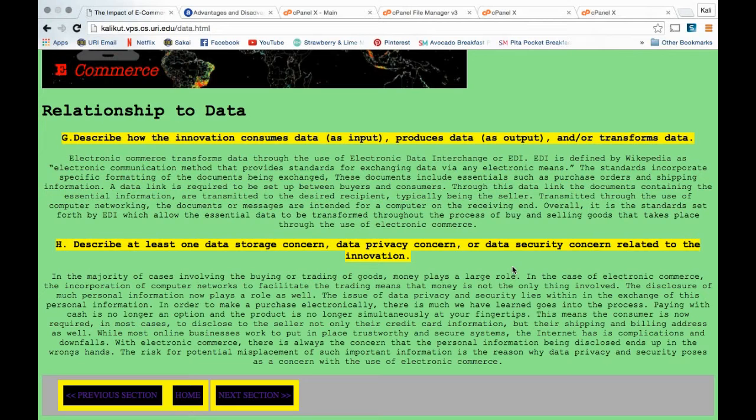In order to complete a purchase online, our credit card is almost always necessary. This means not only disclosing our credit card information, but also disclosing our shipping and billing information so that the good can get to where it needs to go properly. Although the internet has become much more secure over time, there is still the issue of data breaches, which means that our information always has the chance to end up in the wrong hands.